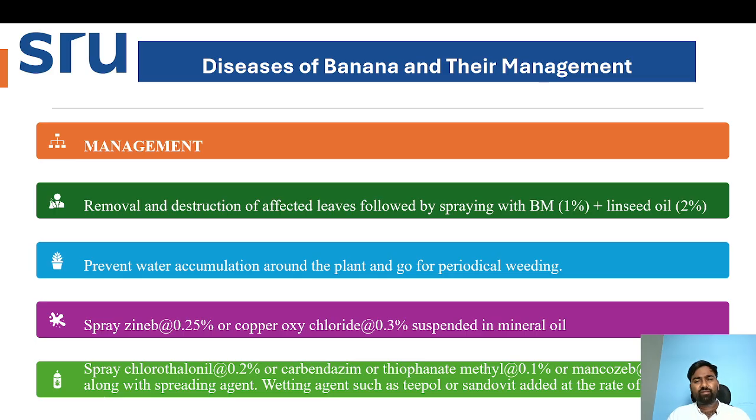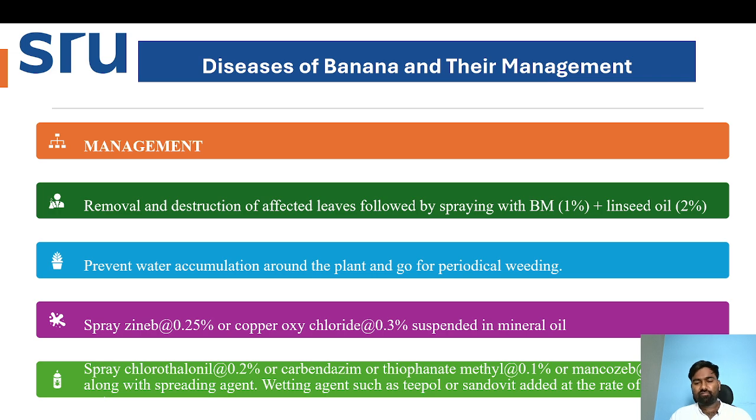Coming to integrated management of Sigatoka disease of banana, first management is removal and destruction of the affected leaves, followed by application of Bordeaux mixture 1% along with linseed oil 2%. Then prevent water accumulation around the plant, go for periodical weeding. Spray copper oxychloride at the rate of 0.3% suspended in mineral oil. Spray chlorothalonil or carbendazim or thiophanate methyl or mancozeb at the rate of 0.1%.